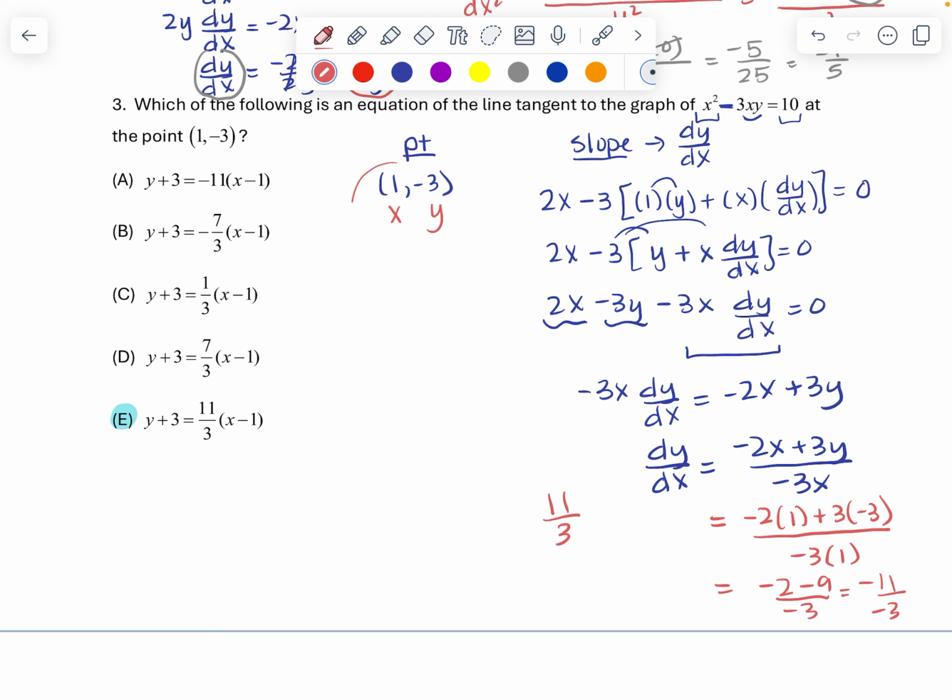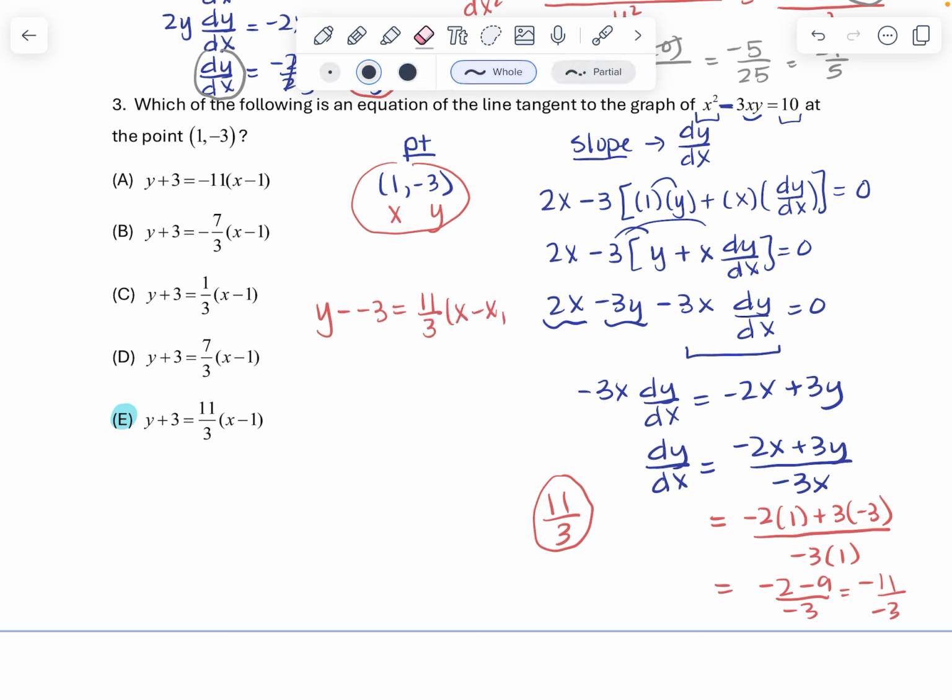So now that I have a point and I have a slope, I can plug those into y minus y1 equals m times x minus x1. Oh my gosh, you guys, my x1 is really 1. Okay, and then two negatives here make a positive. So hence, you guys, the answer would be E.